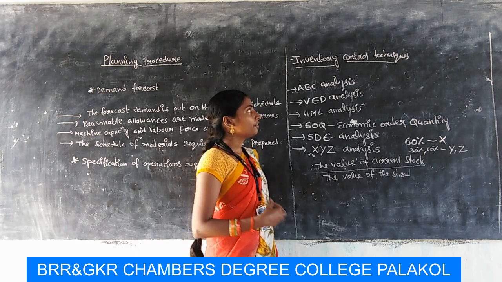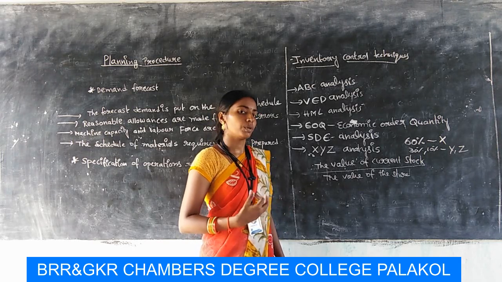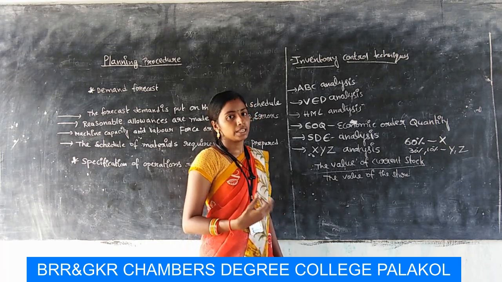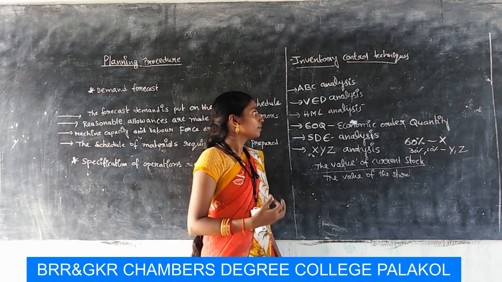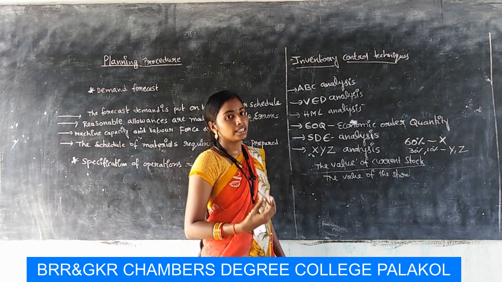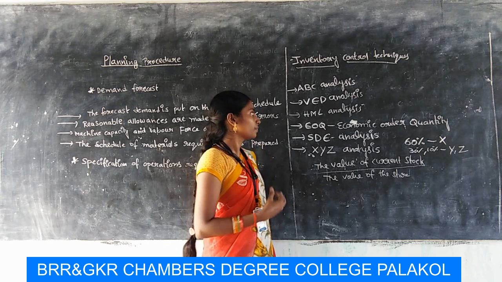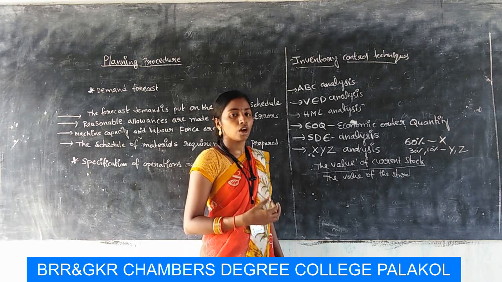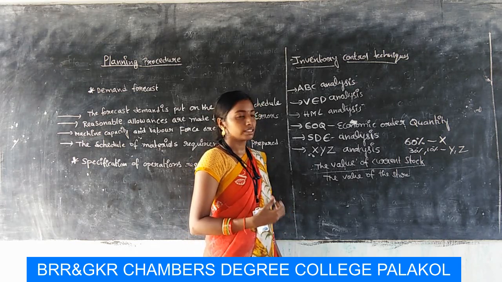These are the different inventory control techniques that an organization or an operations manager needs to follow. The first one is ABC analysis, always better control. Next one is VED analysis, vital, essential and desirable. It is based on the user's perception and experience. Next one, HML analysis. Here we consider the cost per unit: high cost, medium cost, low cost.